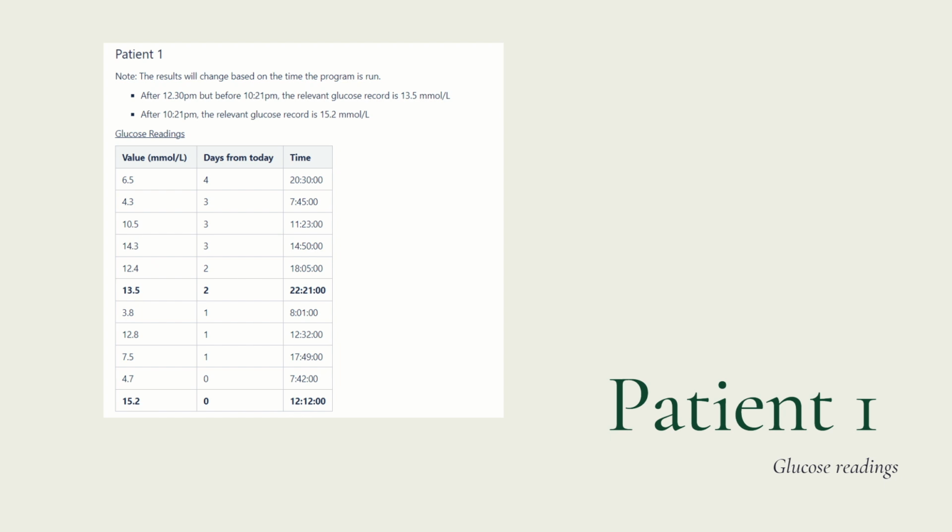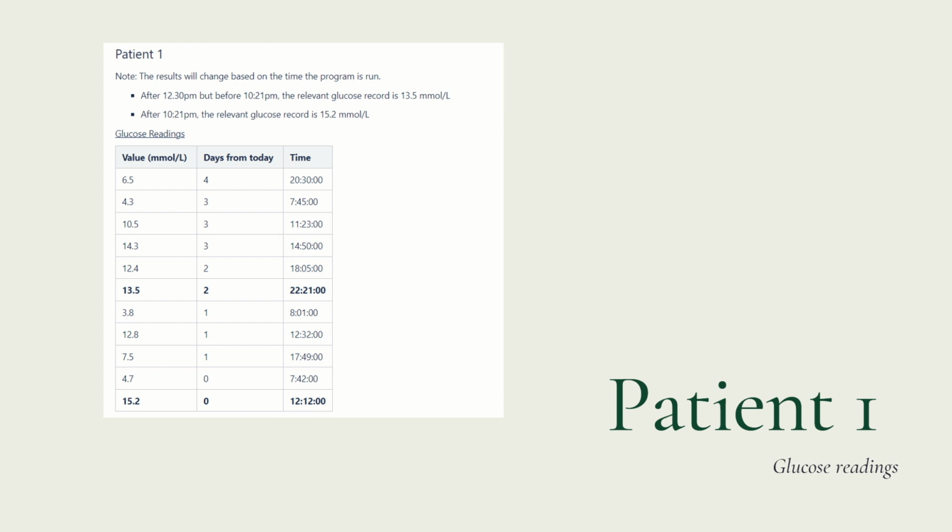In our insulin calculator algorithm, we first search for low blood sugar records that are within valid glucose timings. Since the demonstration was run at 1 p.m. and there are no valid low blood sugar records in the last 48 hours, the relevant glucose record will be 13.5 millimoles per liter, since it is the earliest valid high blood sugar record that is within 48 hours.